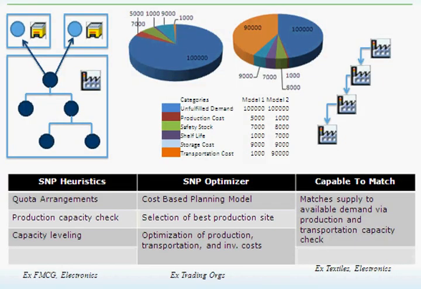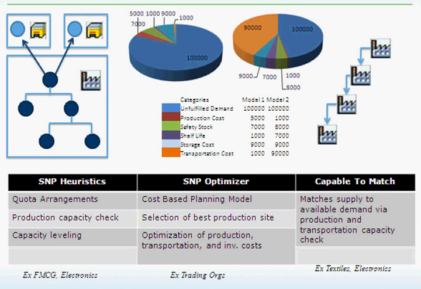Now, a few minutes back, I was talking about unfulfilled demand and the receipt element created during the material planning run. So what are the different engines or algorithms that SNP has to take the planning run? Some of the algorithms SNP has are SNP heuristics, SNP optimizer, and capable to match. So what is SNP heuristic? SNP heuristic is a basic planning run with two steps. In one step it creates a plan order, and in the second step you do a capacity leveling.